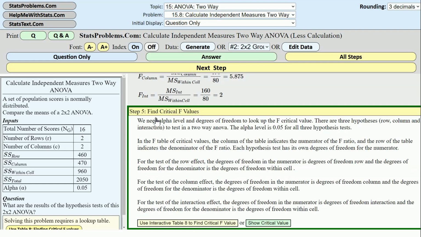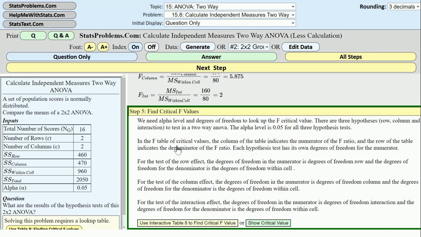In step 5, we find the critical F value. In a two-way ANOVA, there are 3 hypothesis tests, and therefore 3 critical F values. We need alpha level and degrees of freedom to look up the F critical value. There are 3 hypotheses, row, column and interaction, to test in a two-way ANOVA. The alpha level is 0.05 for all 3 hypothesis tests.